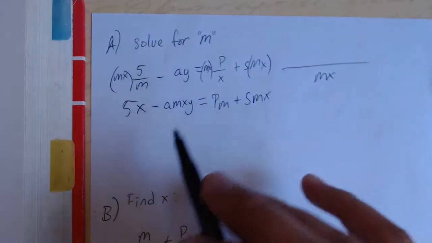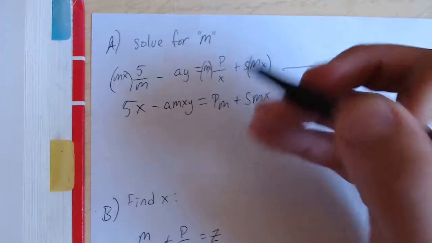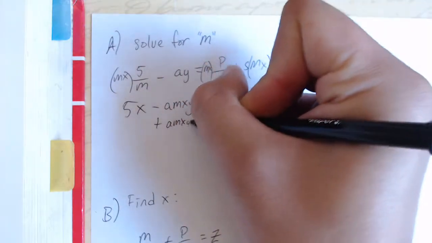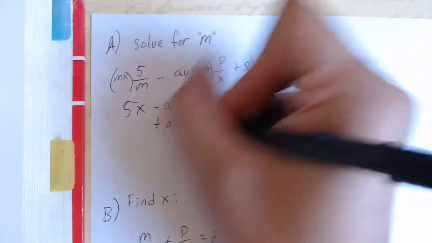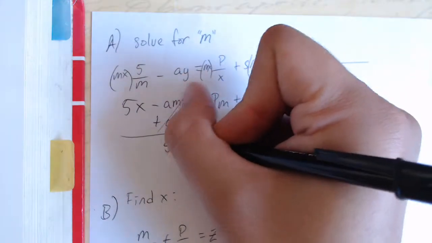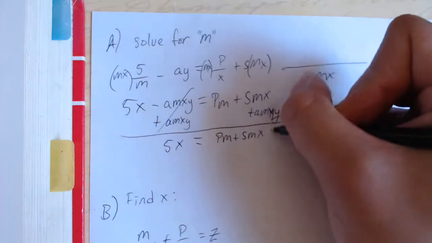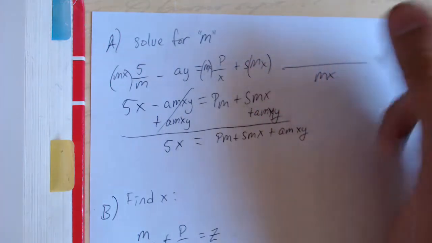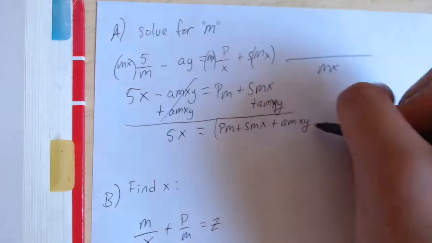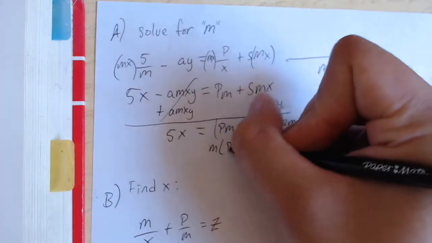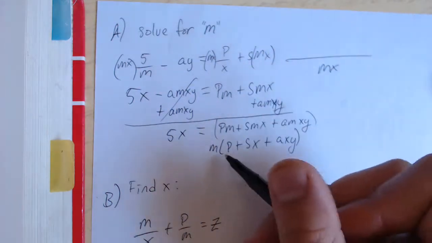From here, we have to keep singling out m. So we want to get all the m's on the same side. This term has m, this term has m, and this term has m. So we'll add amxy to each side. So then that gives us 5x equals pm plus smx plus amxy. The next thing we're going to do is factor m as our greatest common factor out of this term. So we'll rewrite it as m times p plus sx plus axy. So that gets our m completely isolated from this whole term.